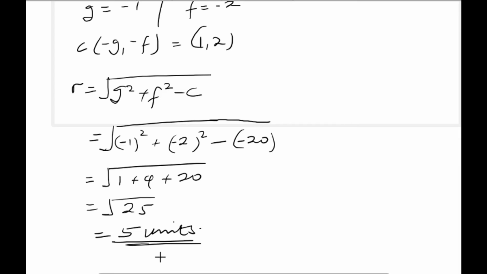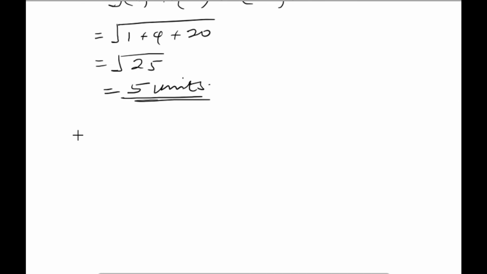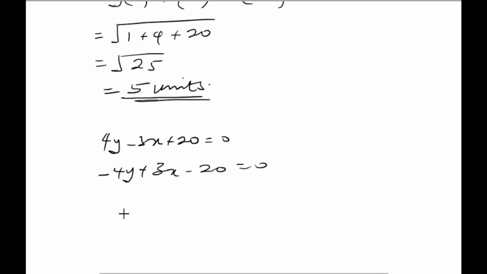Now we go back to the equation of our line to find d. My x can still be negative and it will work, but because I want to bring the x first, I don't want to bring negative x first. Let me divide through by negative 1, and that's going to give me negative 4y plus 3x minus 20 equals 0. So rearranging, I'm going to have 3x minus 4y minus 20 equals 0.